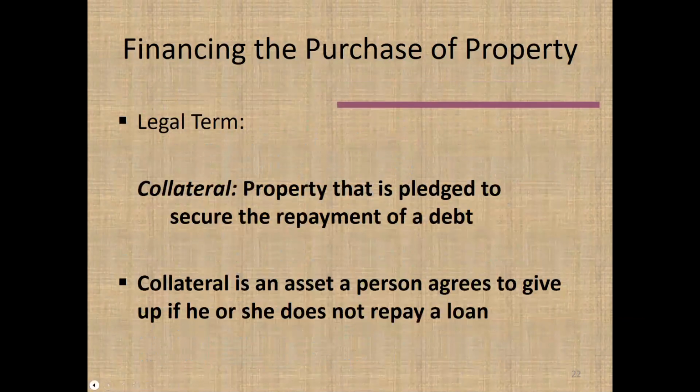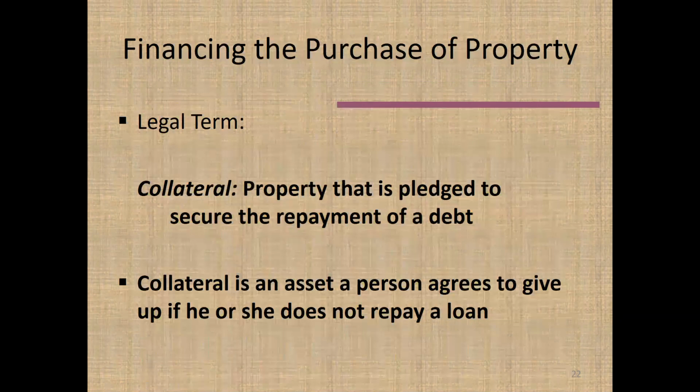Collateral. Obviously, this whole discussion about liens relates to collateral. That's property that is pledged to secure the repayment of the debt. So the collateral for the tables that I have purchased would be the tables. It's a pretty common thing that what you're buying becomes the collateral. Another way of phrasing it is that collateral is an asset a person agrees to give up if he or she does not repay a loan. Collateral doesn't have to be what you are buying with the money, although it oftentimes is, but you can use it for some other purpose.